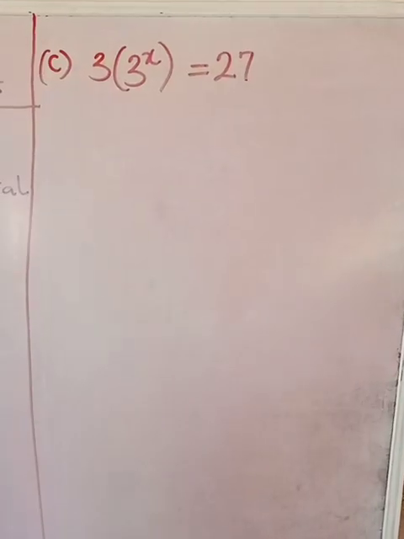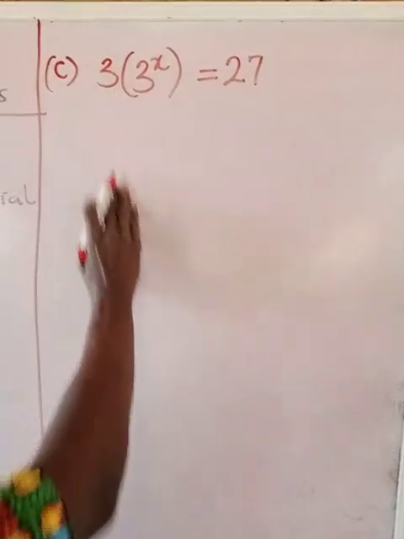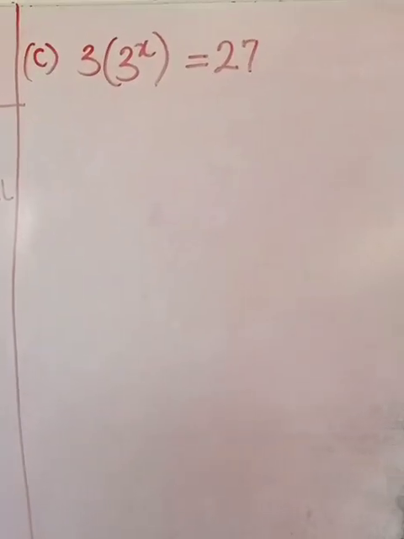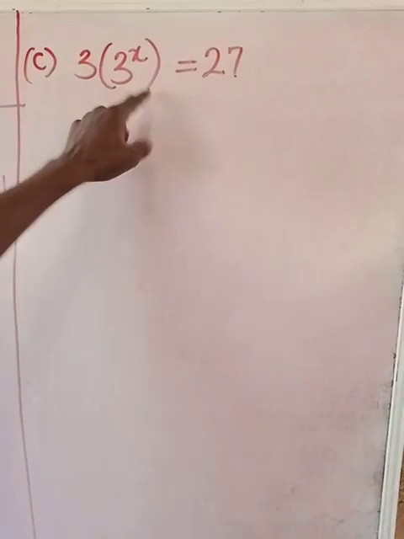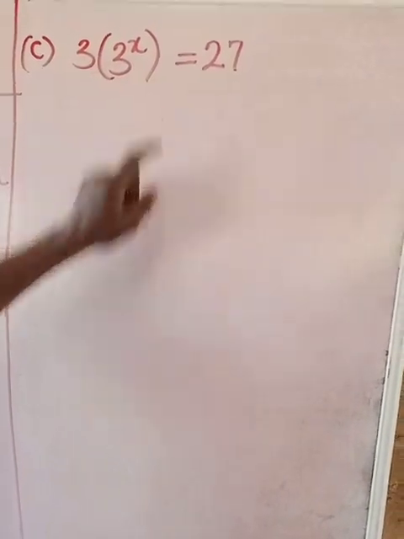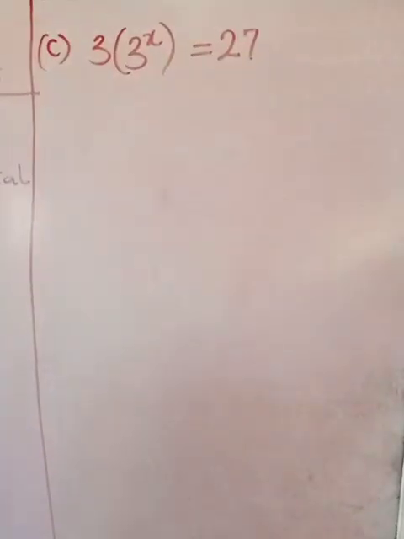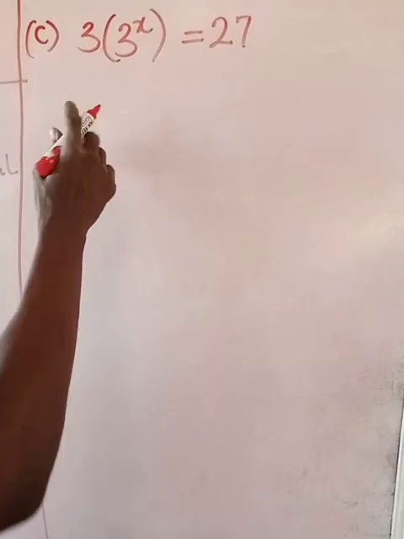So the third one now. The third question: 3 bracket 3 raised to power x equals 27. Now, please do not make the mistake of expanding this bracket. You cannot say this one will be 3 times, no, because this one is 3 raised to power x. All right. So, what do we do?